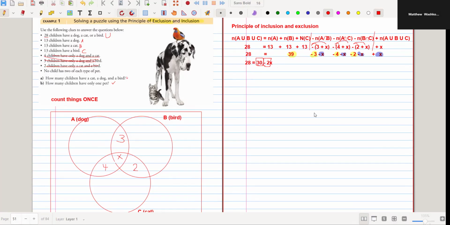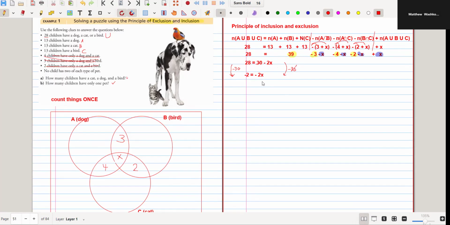Okay, so let's do that. First thing, I'm going to subtract 30 from this. Why am I subtracting 30 from both sides? Well, because these bad boys will cancel out. So 28 minus 30 gives me negative 2, which is equal to negative 2x.